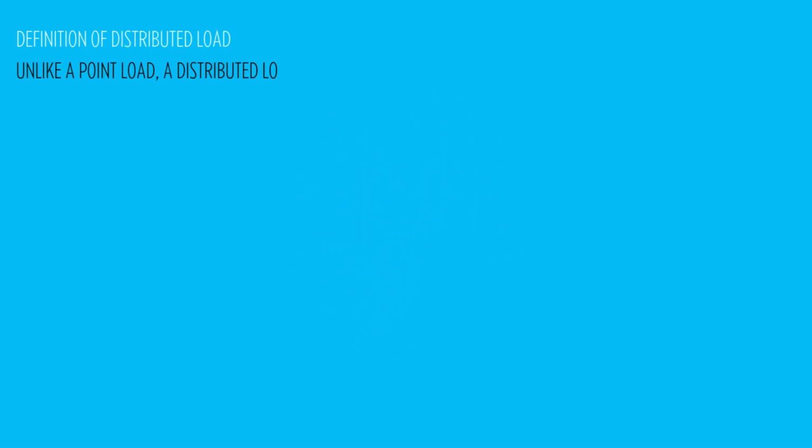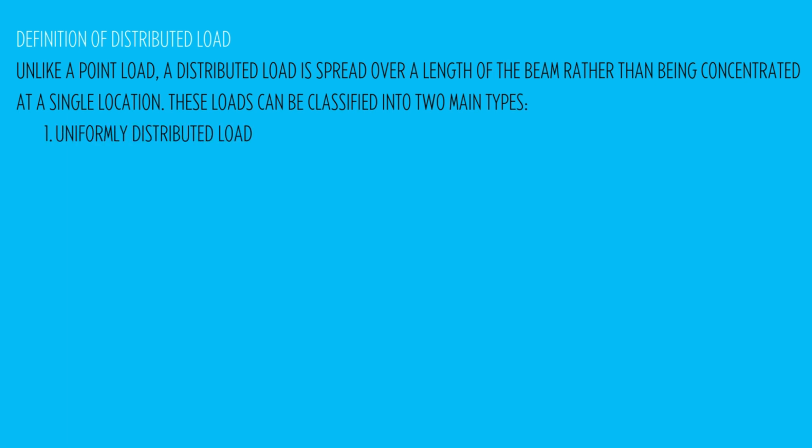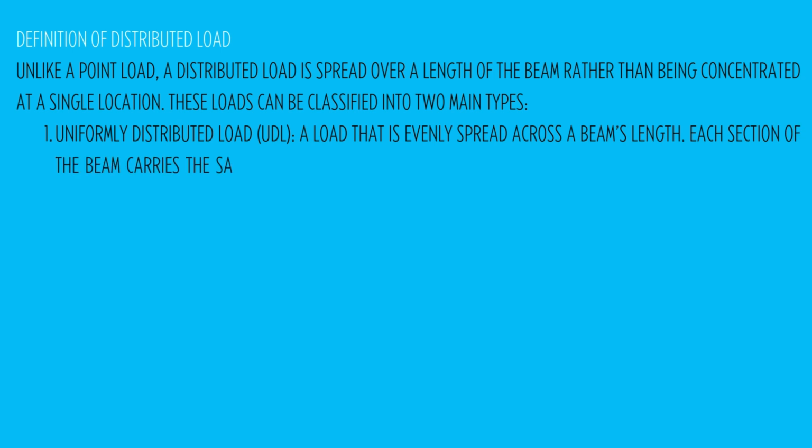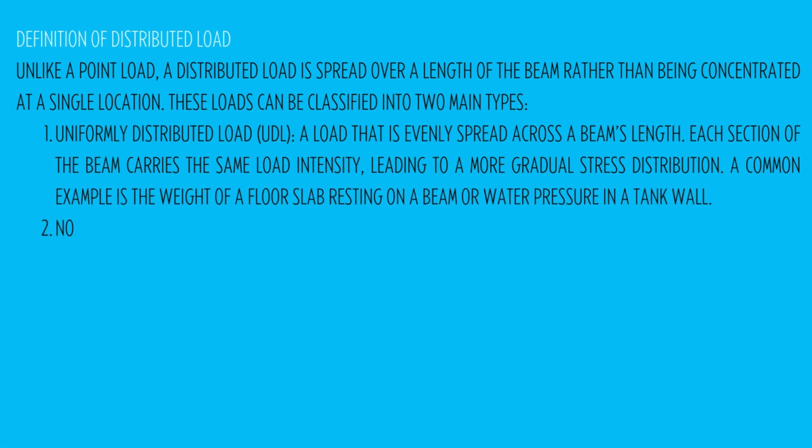Definition of distributed load. Unlike a point load, a distributed load is spread over a length of the beam rather than being concentrated at a single location. These loads can be classified into two main types. 1. Uniformly distributed load, UDL, a load that is evenly spread across a beam's length. Each section of the beam carries the same load intensity, leading to a more gradual stress distribution. A common example is the weight of a floor slab resting on a beam or water pressure in a tank wall.